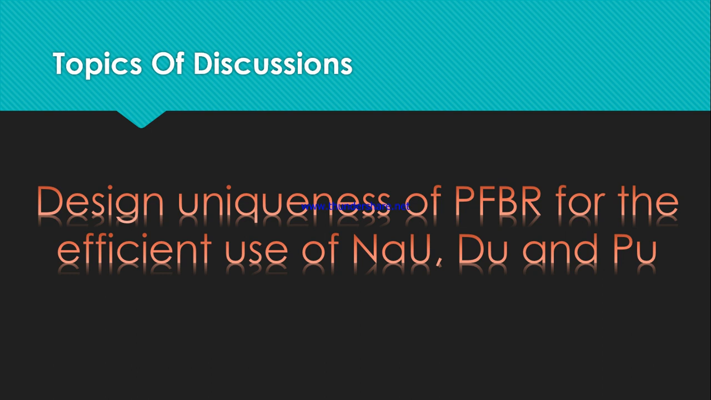Then the design uniqueness of the fast breeder reactor for the efficient use of natural uranium, depleted uranium, and plutonium. Depleted uranium and plutonium are to be used efficiently for breeding, because that is the byproduct from the heavy water reactor.